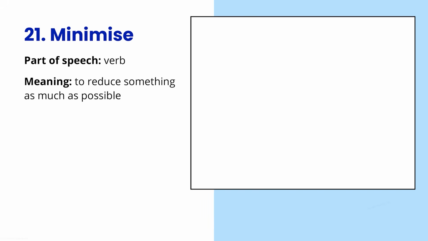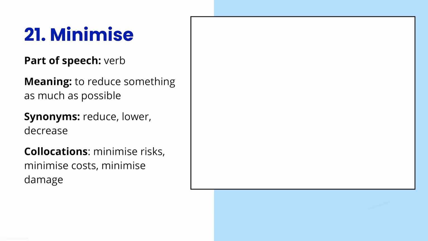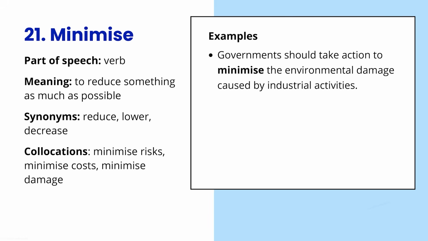Moving on to 21, which is minimize. Minimize is a verb, and it means to reduce something as much as possible. That's the key there, to reduce something as much as possible. Synonyms: reduce, lower, decrease. Collocations: minimize risks. So this means to make the risks as small as possible. Minimize costs, same thing. It means to make the costs as small as possible or as low as possible. Minimize damage. Here are some examples.